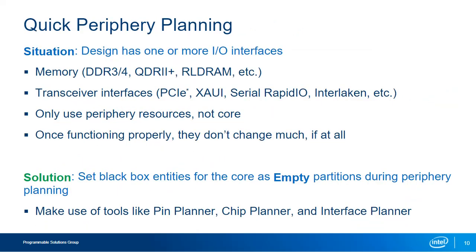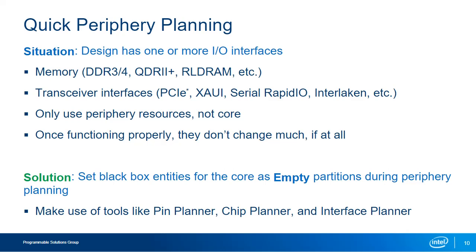The next recommendation deals with periphery planning. Most designs involve one or more high-speed I/O interfaces that may or may not use the device's transceiver blocks, such as external memory or PCIe. These interfaces typically only use periphery resources, though some, such as external memory, may make use of some core resources depending on the options selected for the implementation. Once these interfaces are operating correctly, they don't typically change much during the rest of the design flow.